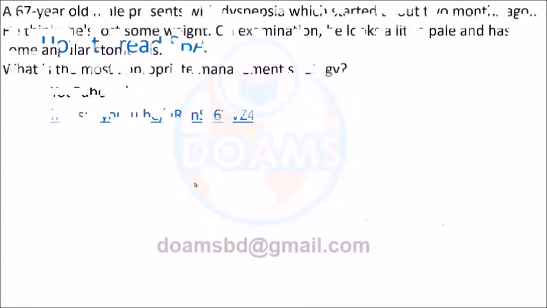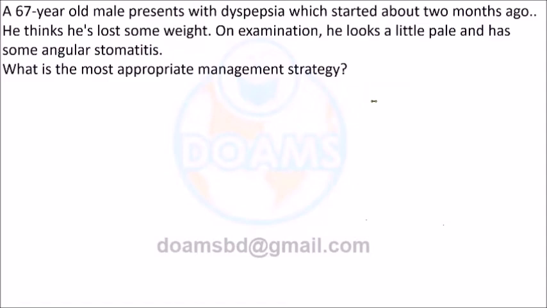Now, how to appear for the SBA, single best answer? Just for a simple idea, especially if anyone is very new to us today: a 67-year-old male presents with dyspepsia, which started about 2 months ago. He thinks he has lost some weight. On examination, he looks a little pale and has some angular stomatitis. What is the most appropriate management strategy?